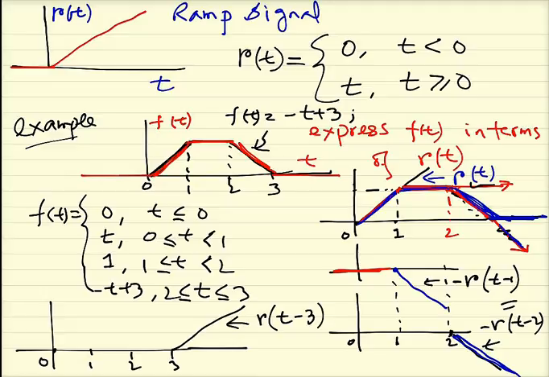So you can write down f of t. f of t is equal to r of t, then minus r t minus 1, then minus r t minus 2, then plus r t minus 3. So this is how you can use the ramp signal to represent this piecewise signal, or piecewise function.